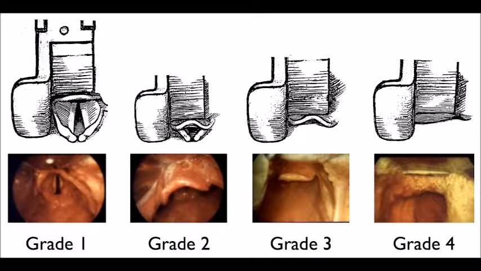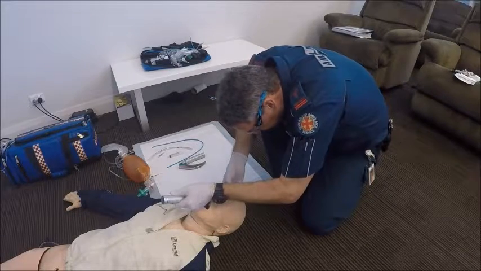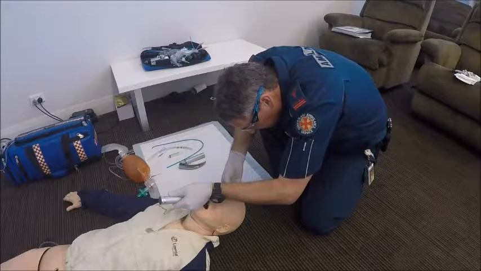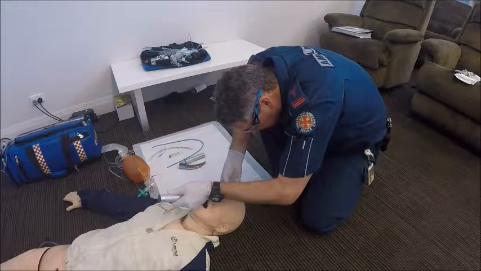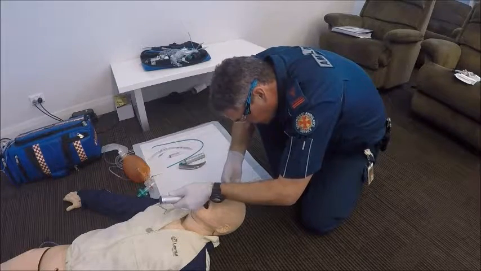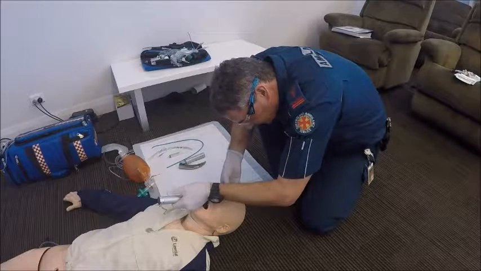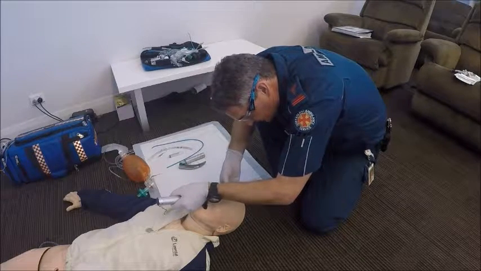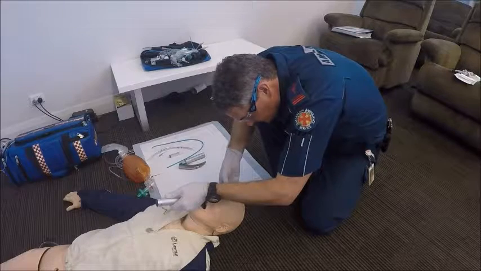Grade 3 and 4 Cormack and Lehane classifications may indicate a difficult intubation. Once you've obtained a view, it's important to let your partner and your colleagues know what grade view you have, as if you have a difficult view, it allows your partner to potentially apply some external cricoid pressure or cricoid manipulation to try and assist you visualising the glottis.